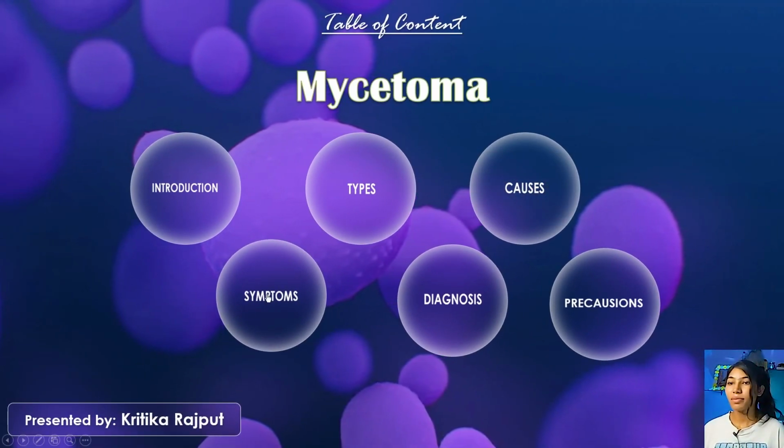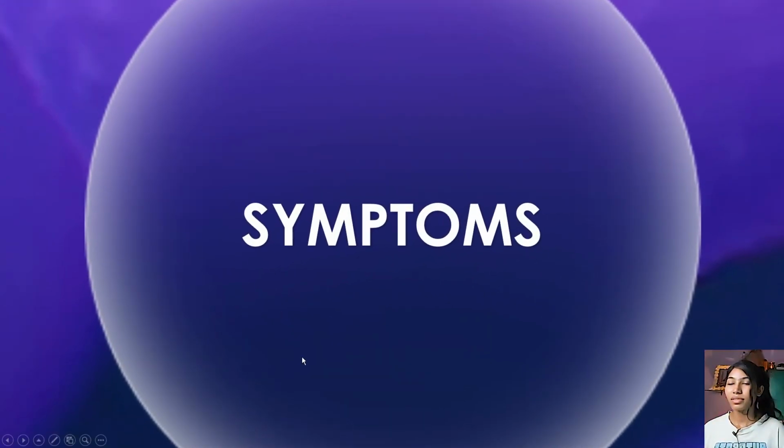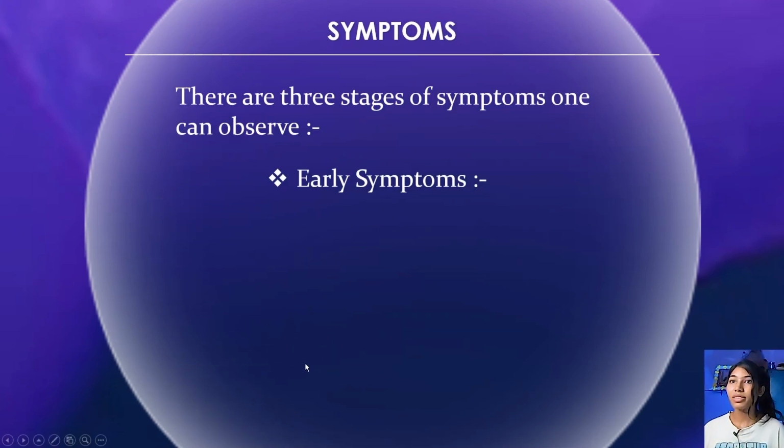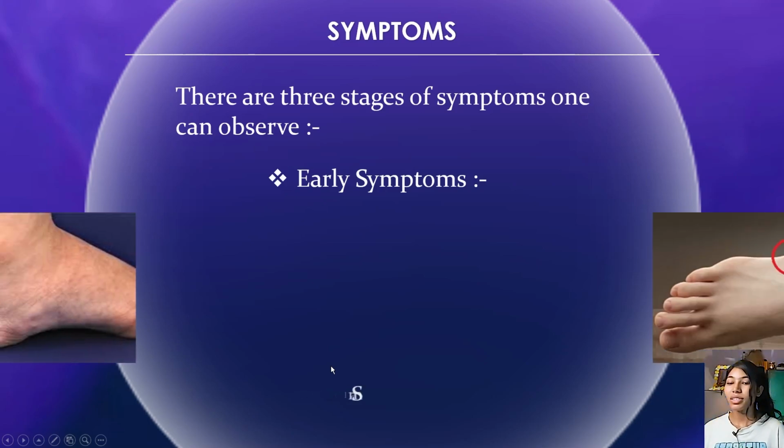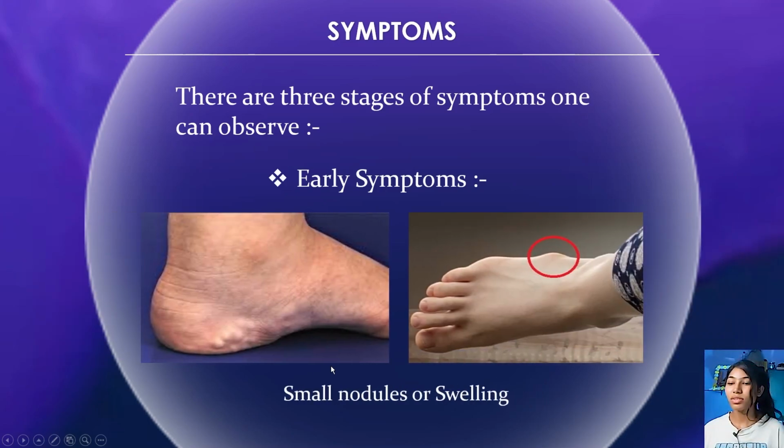Then its symptoms. There are three stages of symptoms. First is early symptoms. Early symptoms include small nodules or lumps on the skin. These nodules can grow over time and become painful. As you can see in the picture, nodules have formed.